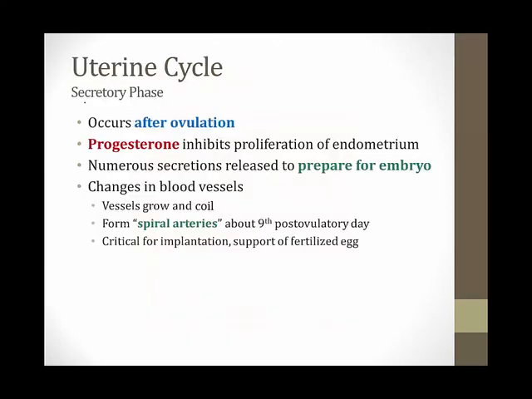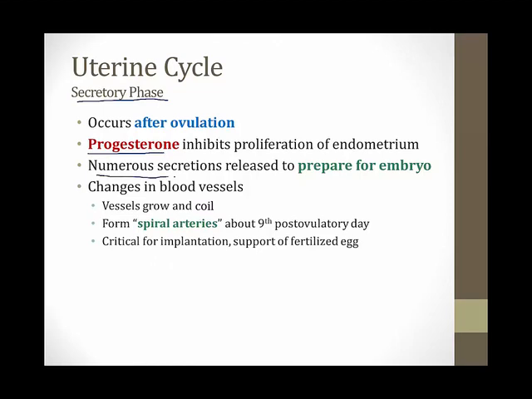After ovulation, the uterus enters the secretory phase. This phase is driven by progesterone. Progesterone's job is to inhibit proliferation of the endometrium and prepare for implantation. In this phase, the uterus no longer wants the endometrium to grow in size. It wants it to be ready for the embryo.